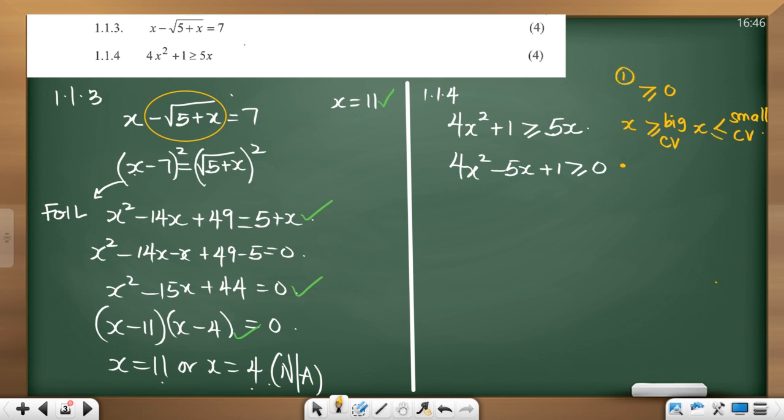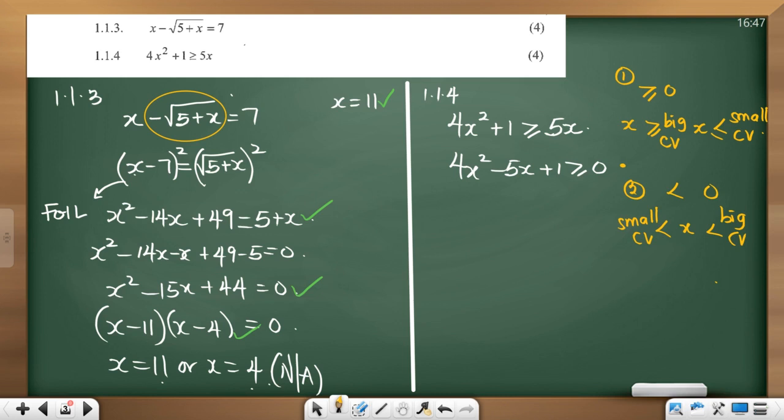That's number 1. Number 2, if it is less than 0, your answer would be like this. The small critical value and the big critical value. These are little secrets that you can use. It works all the time. If it is less than, then you have less than, less than. If it is greater than, then you have greater than and less than.